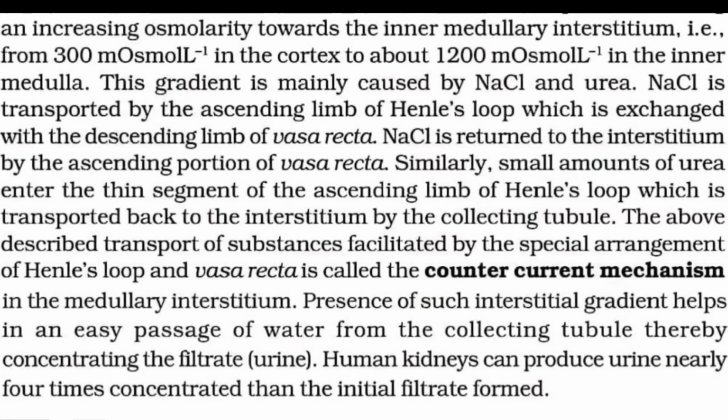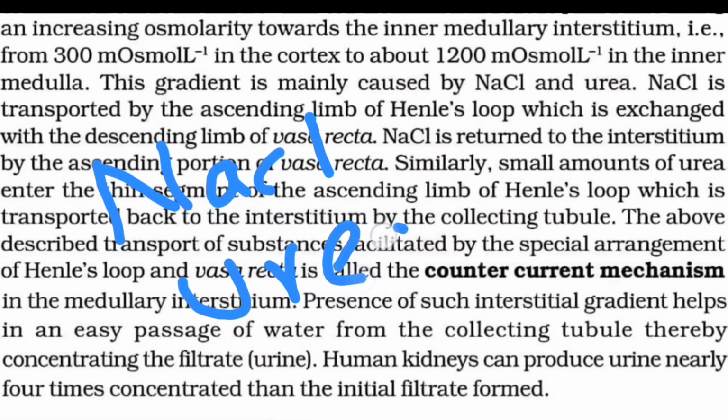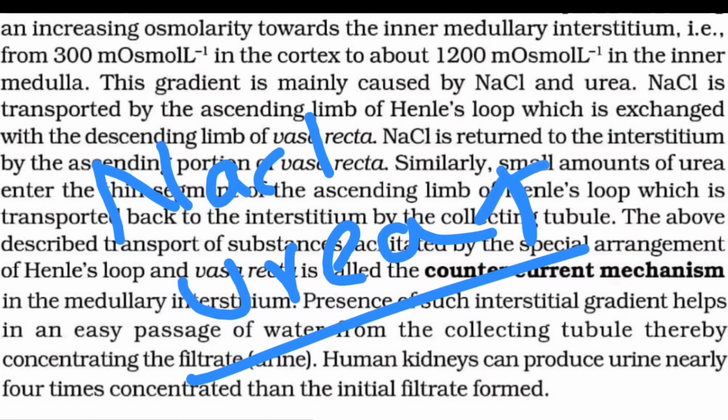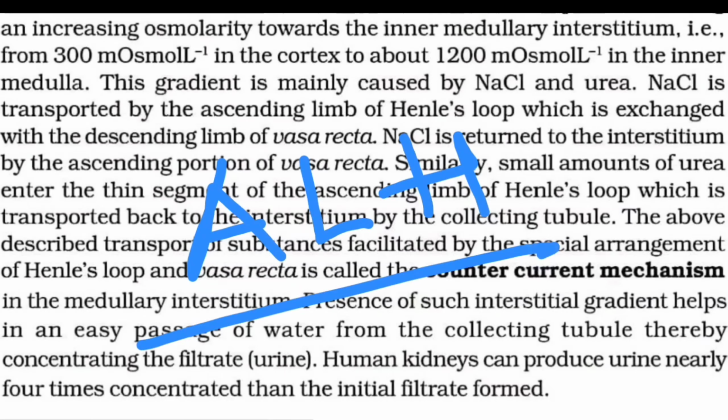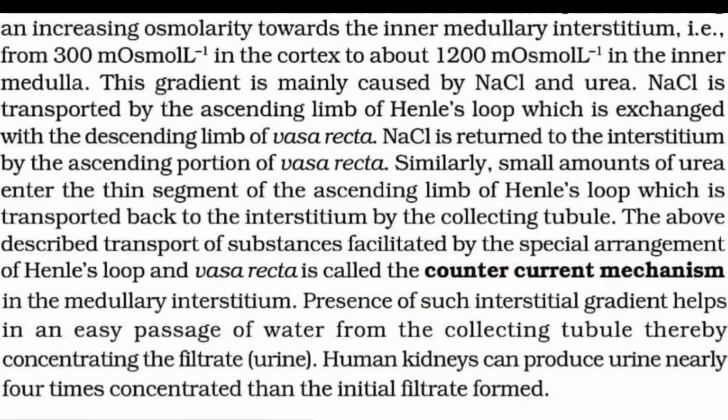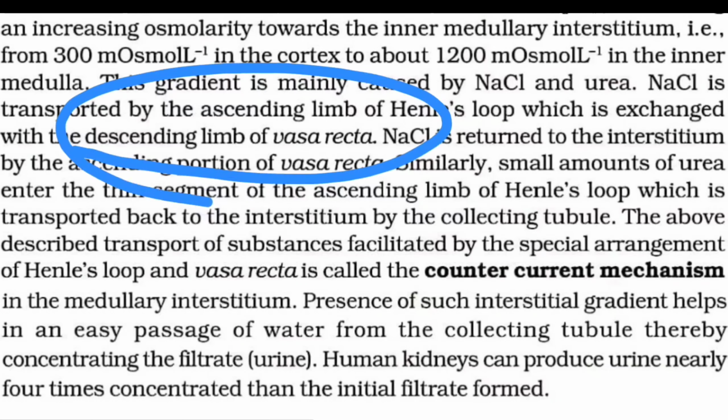This gradient is mainly caused by two factors: NaCl and urea. The first factor is NaCl and the second factor is urea, the nitrogenous waste which is excreted out of the body. Now, the NaCl is transported by the ascending limb of loop of Henle, ALH, which is exchanged with the descending limb of vasa recta.